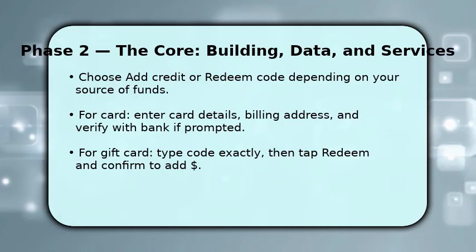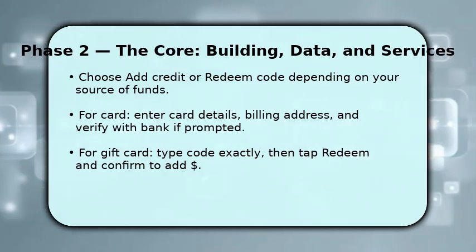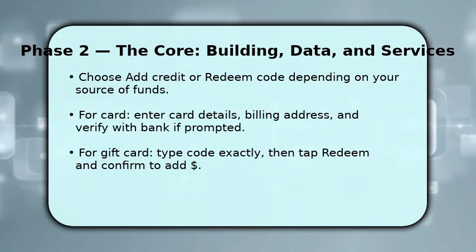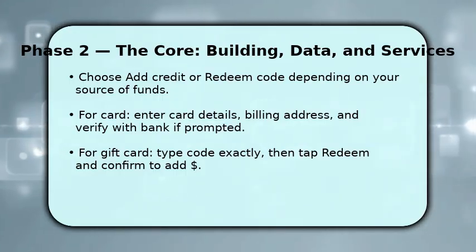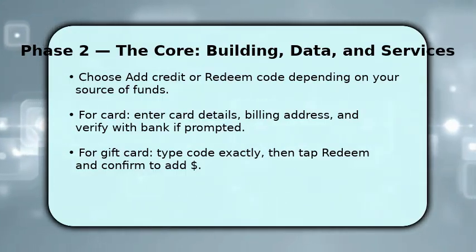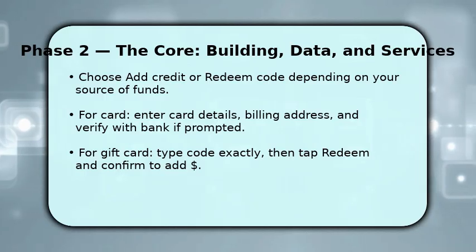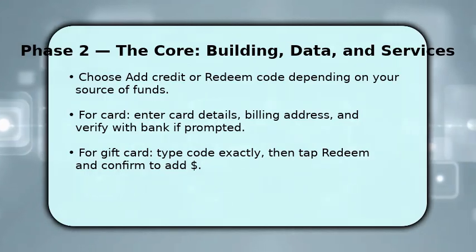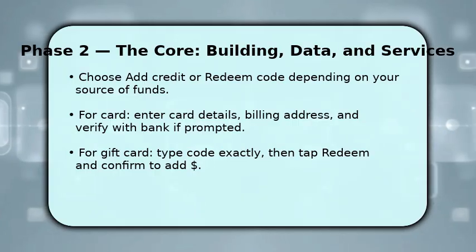If you're redeeming a gift card, choose Redeem Code, type the code exactly, spaces and dashes matter, and tap Redeem. The balance posts instantly in most regions. For PayPal, link and authorize the account. Once done, make sure the new method appears under Payment Methods before continuing.